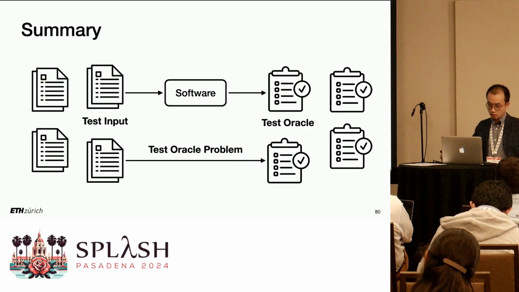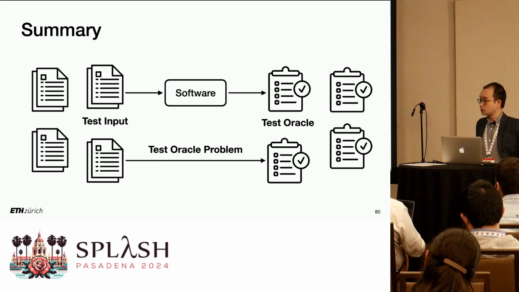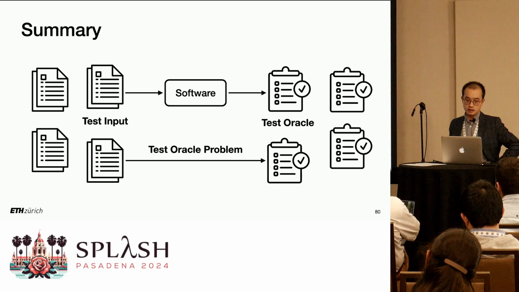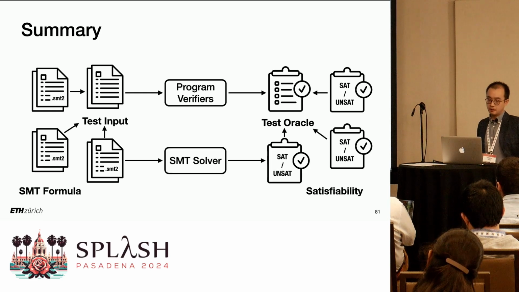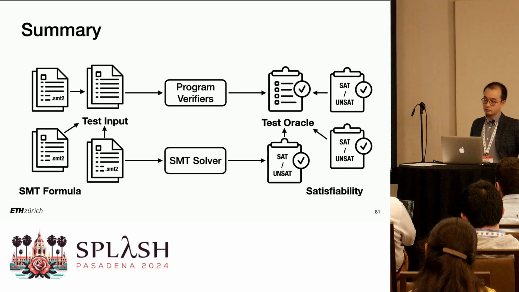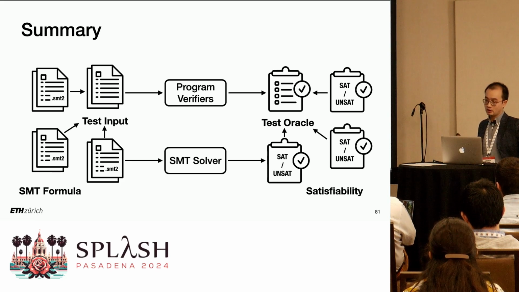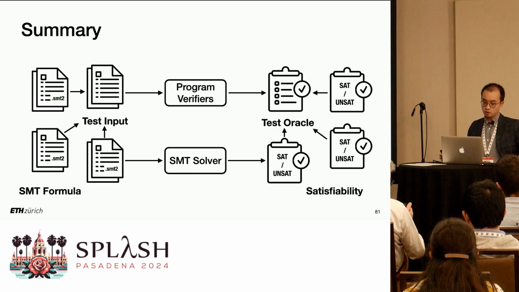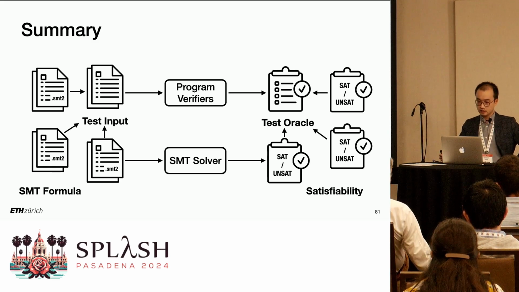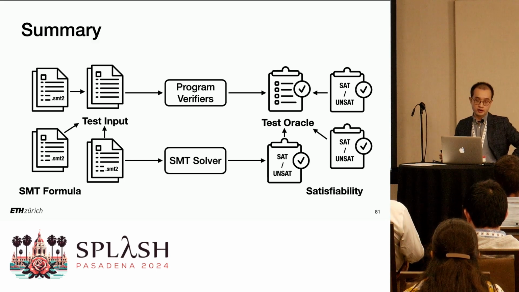As a summary, the test oracle problem is very difficult, but in this work, we propose a way to tackle this problem by transforming the SMT formula into our test input and transforming satisfiability into our test oracle. We demonstrate the effectiveness of our approach in the context of program verification, and it is shown to find very deep and interesting bugs in program verifiers.